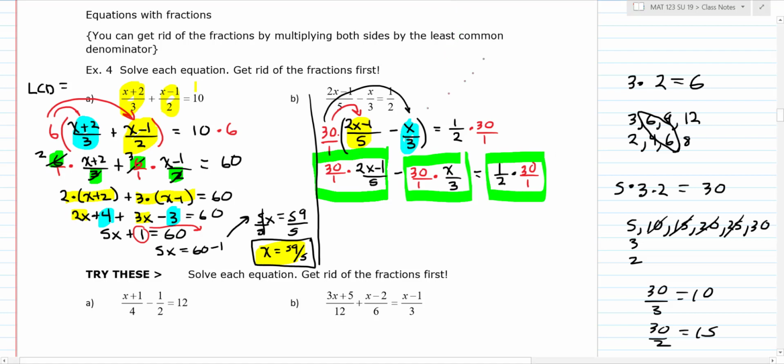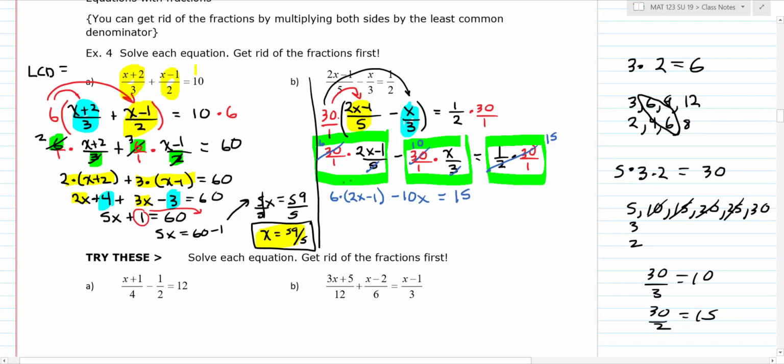That's all we do. Okay, what we're going to do here is 30 divided by 5 is 6. So that leaves us with 6 times 2x minus 1. Okay, we do the same thing here. 30 divided by 3 is 10. So that would leave us with minus 10x. All right, this side, same thing. 30 divided by 2 is 15. So by doing that step, you don't have any fractions left over at all. And we do this. So distributing gives 12x minus 6 minus 10x equals 15.